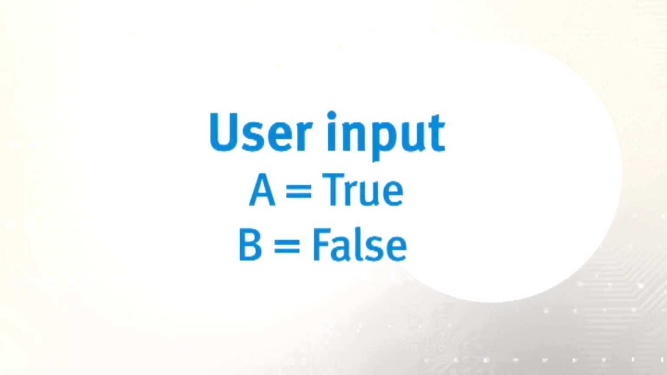Let's ask a true or false style question. We also need to tell the user how we want them to respond. In this case, we want the user input to be A for true or B for false. The correct option to answer this question is B.